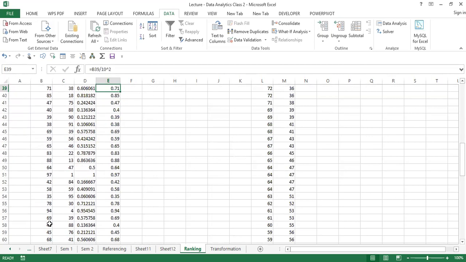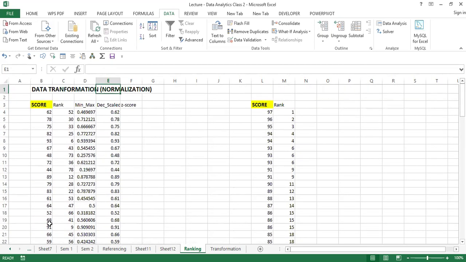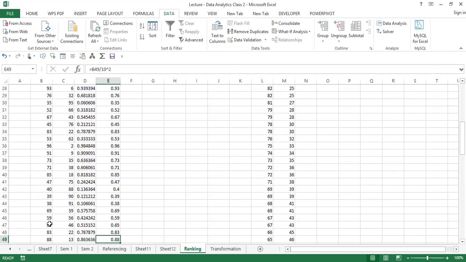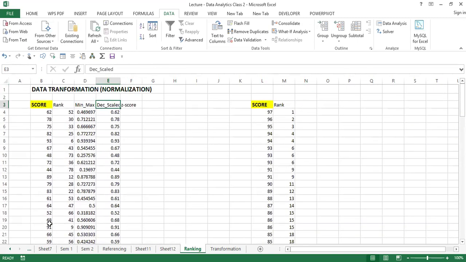Okay? So if you have negative numbers, a mixture of negative and positive, all the numbers will range within -1 to +1 when you do a decimally scaled score transformation. Are we still on the same page?